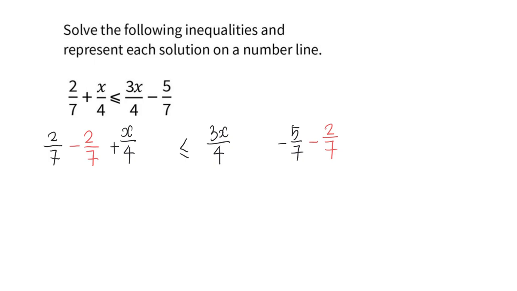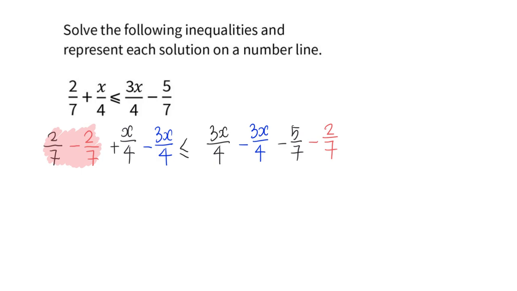And I saw that there is a 3x over 4. I want to minus away this 3x over 4. So if I do on one side, I will have to do on the other side. And let's see what happens. This will become 0, so I don't need to write anything.